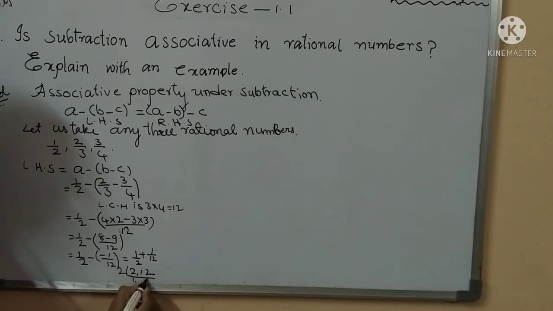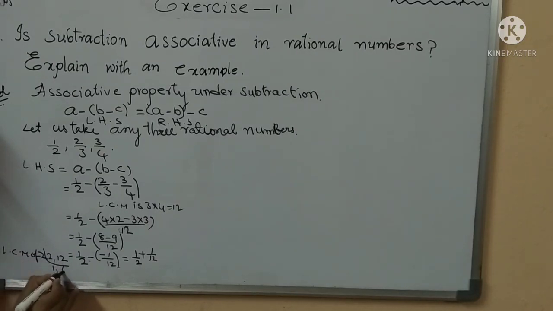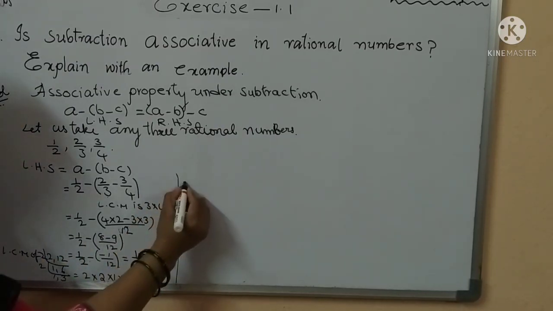LCM of 2 comma 12: 2 table, 1 time and 6 times. Again 2 table, 1 comma 3 twos are 6. So the LCM is 2 into 2 into 1 into 3: 2 twos are 4, 4 ones are 4, 4 threes are 12. So finally the LCM is 12.